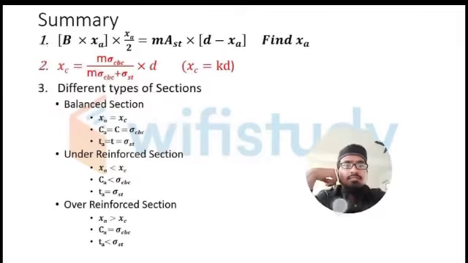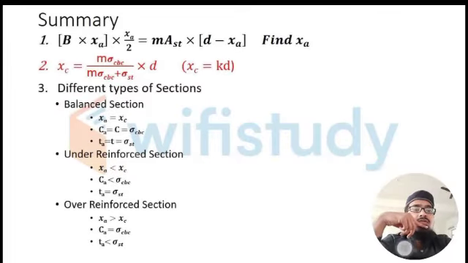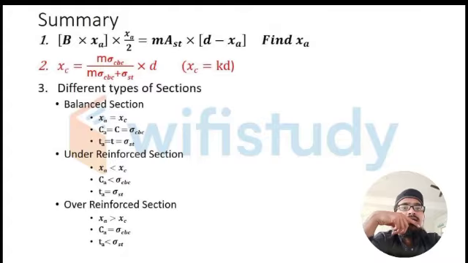Now in this session, we will continue where we left in the previous class. In the previous class, we discussed the different types of sections, that is under reinforced, over reinforced, and balanced sections in a singly reinforced beam only. So these all are the sections coming under a singly reinforced beam only.